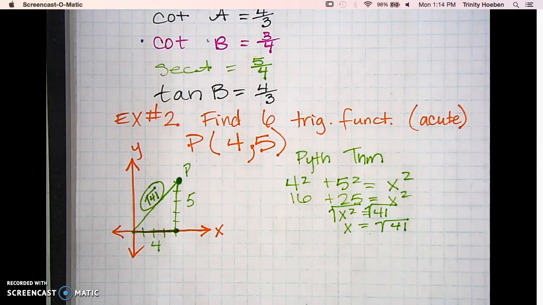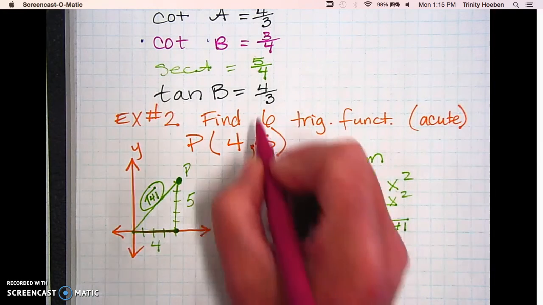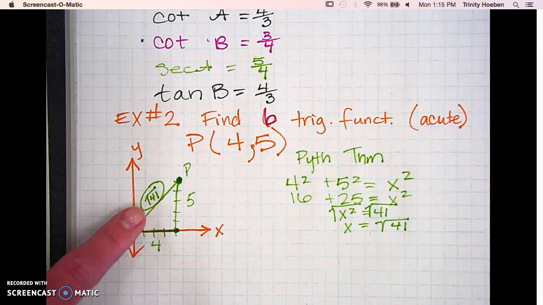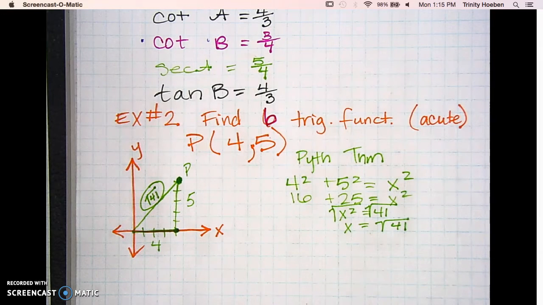And we're going to write the 6 trig functions. The square root of 41 isn't a big deal as long as it's in the numerator. But what about when it's in the denominator? Can you have a radical in your denominator? No. So when it ends up in the denominator, you're going to have to rationalize it. But if it's in the numerator, it's fine. Just leave it. No big deal.